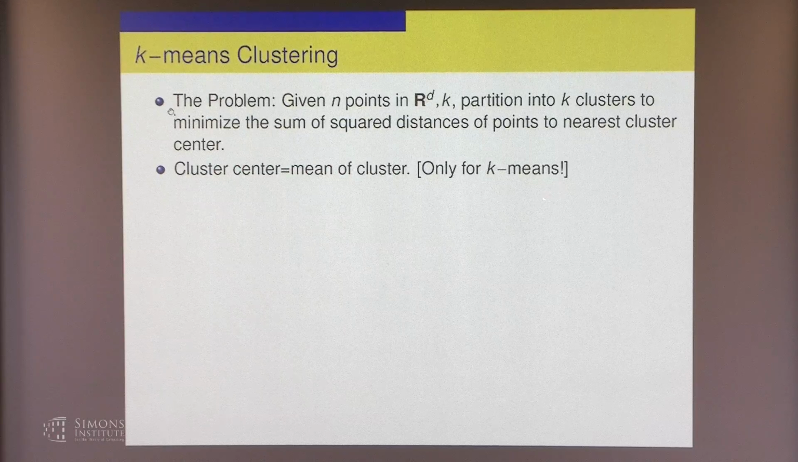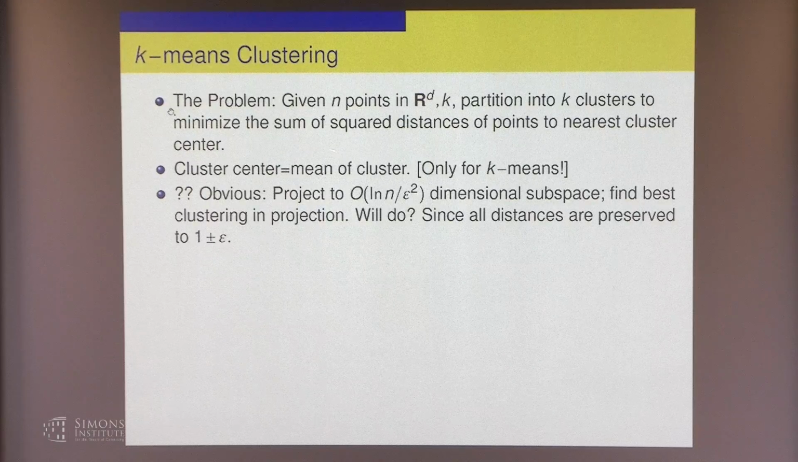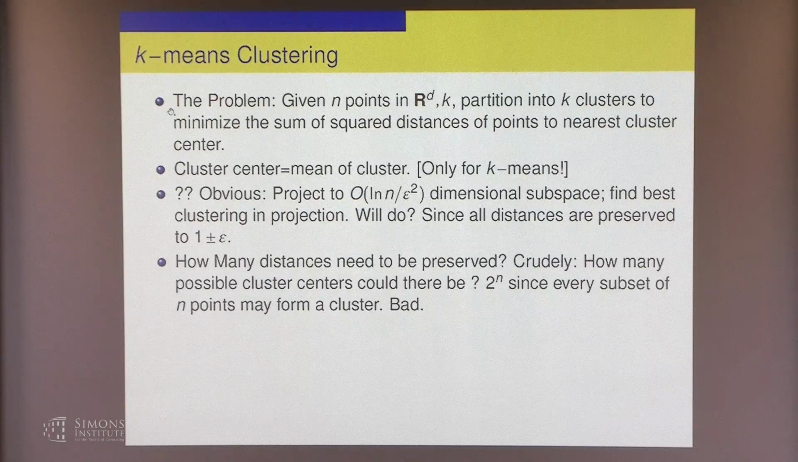That's true for k-means only, right? The correct cluster center is just the average, the centroid, of the points. You have to prove that. That's not true for other criteria. So we project to this many dimensions and find the best clustering in the projection. Will this do? Since all distances are preserved to 1 plus or minus epsilon, it should do, but we need to be careful. How many distances need to be preserved?